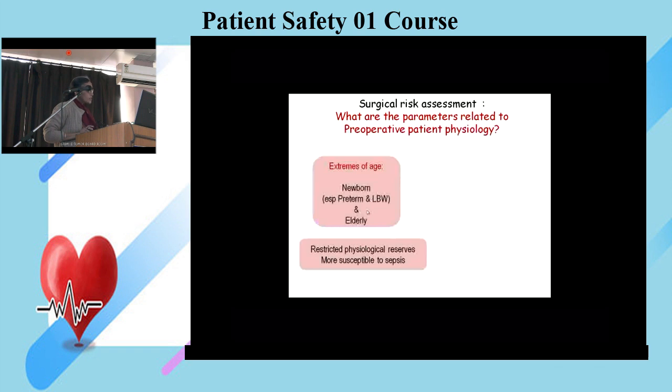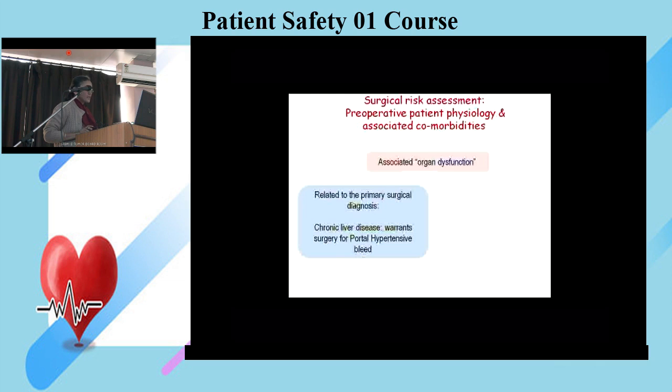Extremes of age, both newborn, especially preterm and low birth weight, and elderly, because each of them have restricted physiological reserves and have increased risk of sepsis, malignancy, impaired nutrition, very important, associated organ dysfunction, which may be related to the primary surgical diagnosis. Example, a patient of chronic liver disease who warrants surgery for portal hypertensive bleed, or it may be unrelated but incidentally associated with the primary surgical diagnosis. Say a baby born with esophageal atresia needs emergency surgery for the same, but also has a VSD-PS pathology, which is a well-known common association.